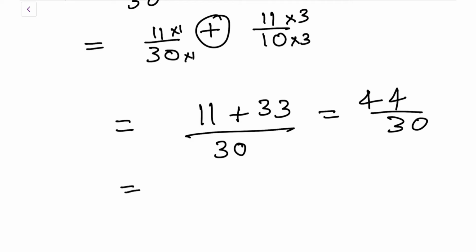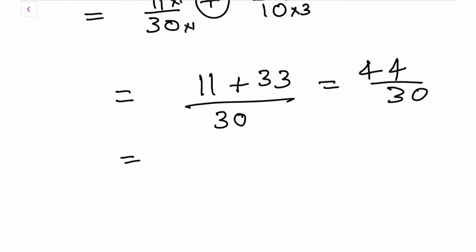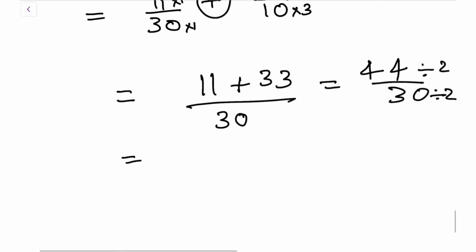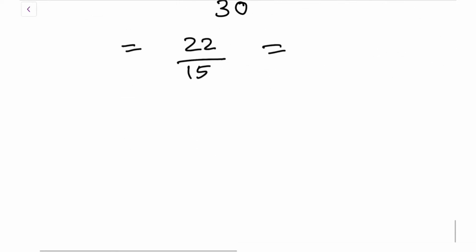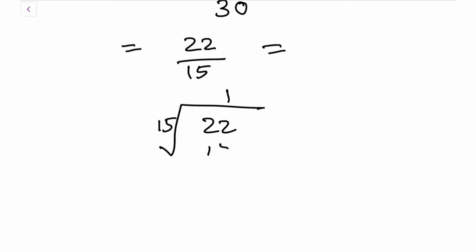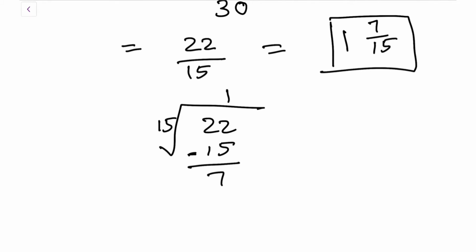44 by 30 can be further simplified. You have 2 as its common factor, so divide numerator and denominator by 2. So that becomes 22 divided by 15, and this can be simplified to a mixed fraction. 15 into 22: 15 ones are 15 and 7. So that becomes 1 7 by 15, and that is your answer.